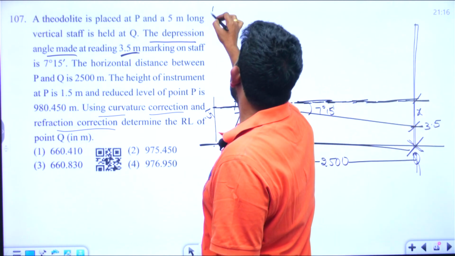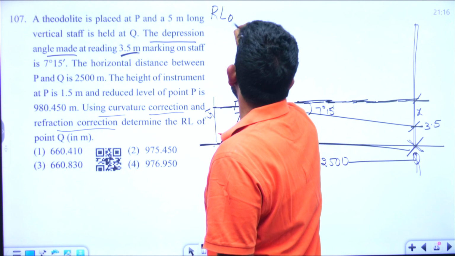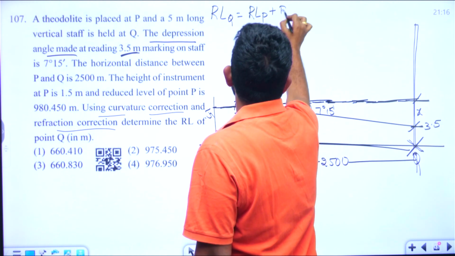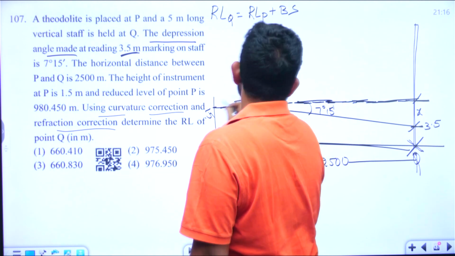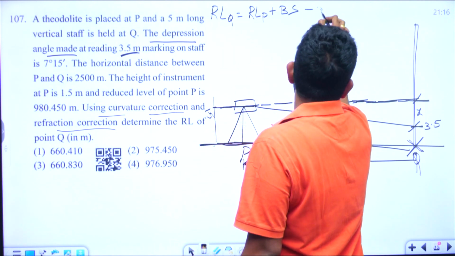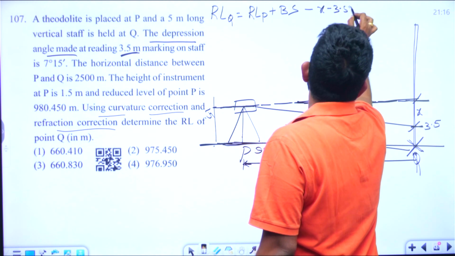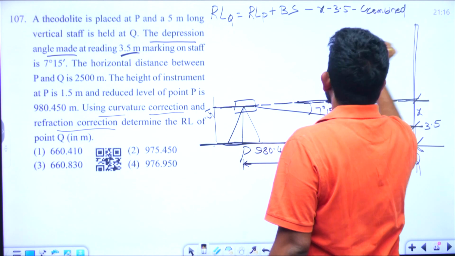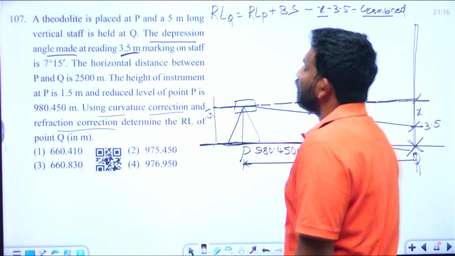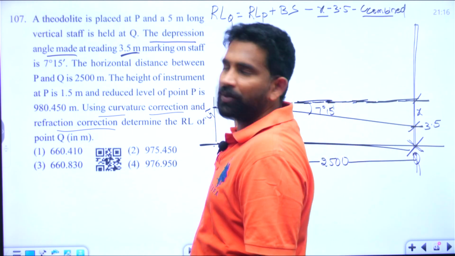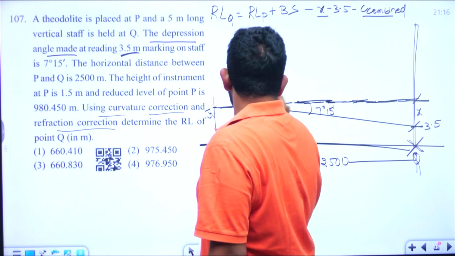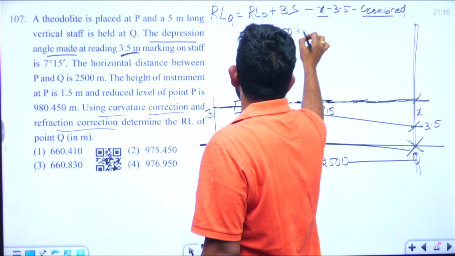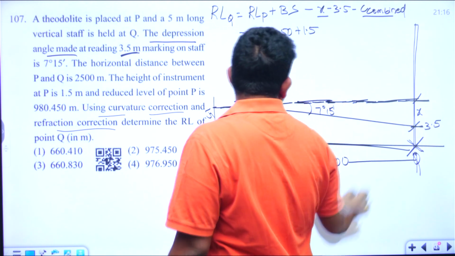Now I am supposed to find out the RL of Q, where I will be starting from the RL of P plus the backsight reading, minus x, minus 3.5, minus the combined correction, because the combined correction will always be negative. We are supposed to find these two values so that we can substitute all those values here. RL of P is already given as 980.450. This backsight reading comes out to be 5. Now I am supposed to find out the value of x.